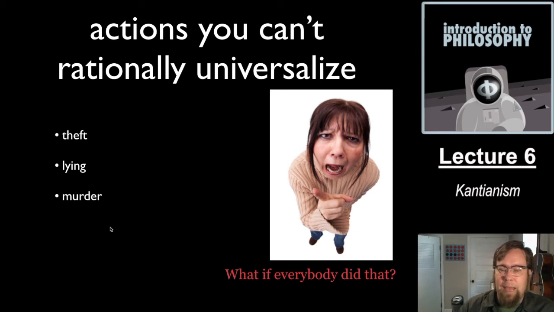And one last example, murder. What if everybody went around killing everybody all the time? What would happen next? Well, what happens next is that no one would be killing anybody because they'd all be dead. So that's kind of contradictory. Also, it doesn't seem like a very good lifestyle choice to murder, especially if you're going to imagine everybody murdering everybody else.